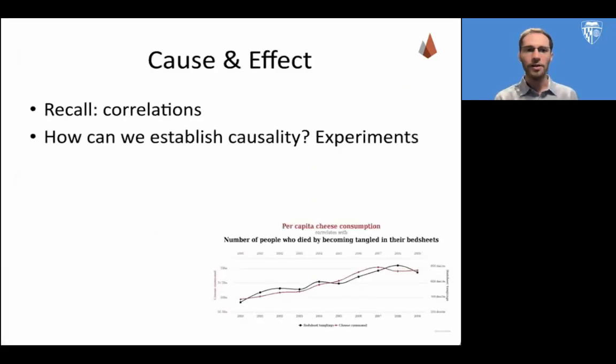Now, we discussed in a previous video how correlations work. And I mentioned that correlations do not allow us to establish causality. They do not allow us to conclude whether one variable actually caused a change in another variable. In order to establish causality, we need true experiments. So over the next few slides, we're going to look at an example of how we develop an experiment to answer a question of causality.